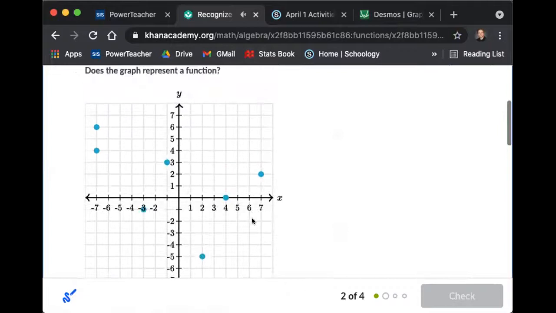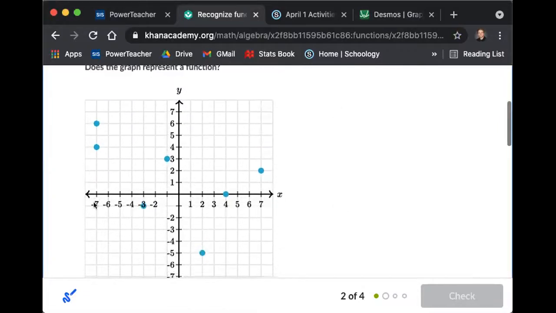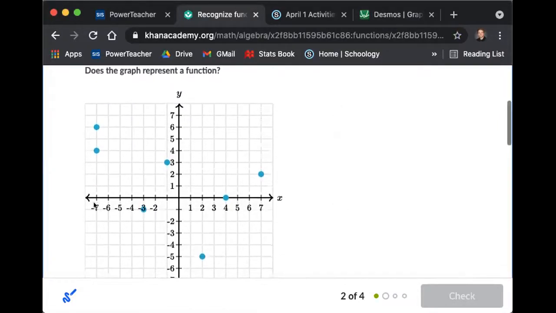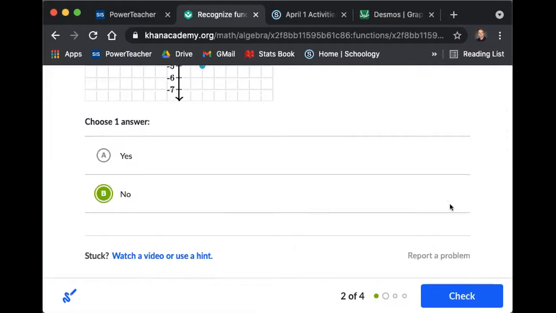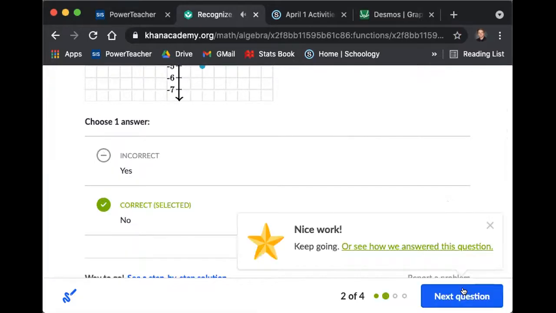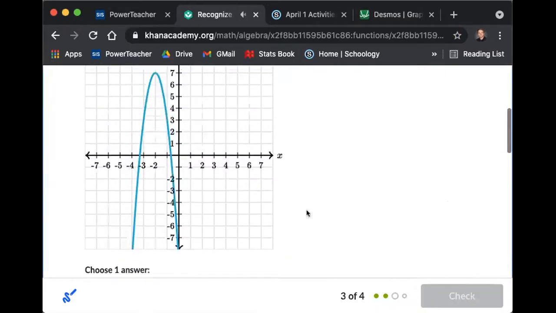Maybe this one is probably a better one. So what do you think about this? Would this graph represent a function? No, why not? At more than one spot, right? The vertical line would intersect right here, if I were to graph this, and right here. That means not a function. Fantastic. We'll just finish this up. Give me some bonus points.